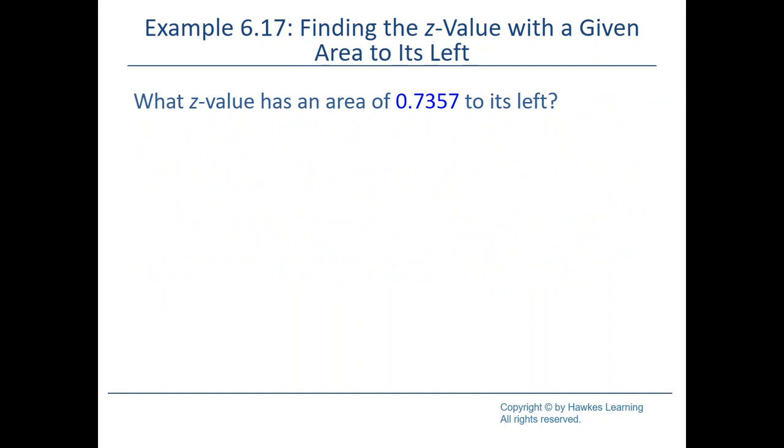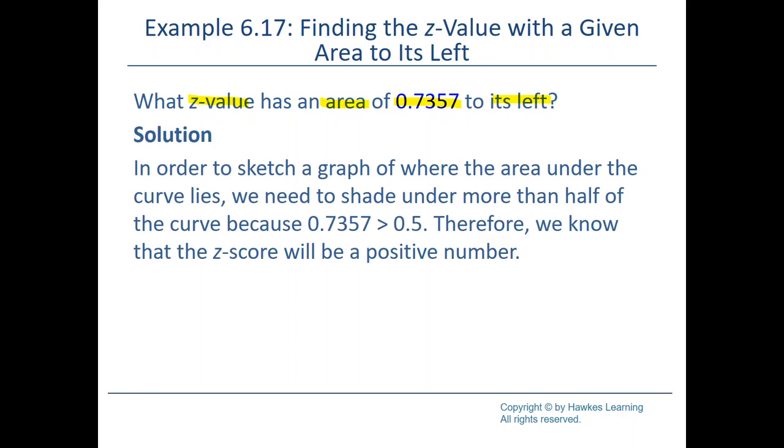So our questions may be as simple as, what is the z-value that has the area of 0.7357? Now remember, that area under the curve is the same thing as the probability. And what I want to pay attention to here is it's asking me for the z-value for the area of this number and to its left. So in order to sketch the graph of what area we're going to need, I really do find it very helpful if you will actually draw a picture each single time. And we are looking at the area to the left.